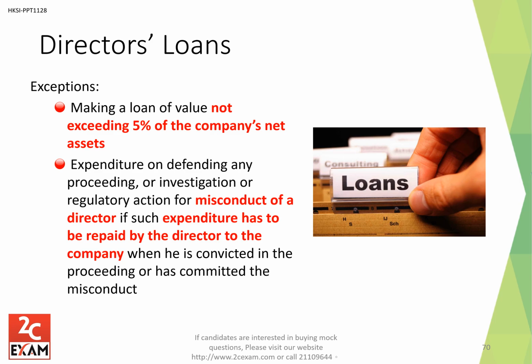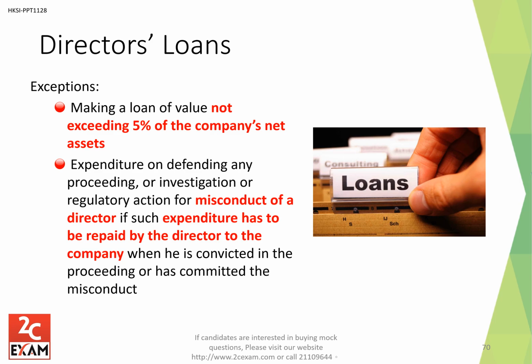The first exception is if the value of the loan does not exceed 5% of the company's net assets. In this case, the company can lend money to the director. The second exception is when the director has engaged in improper conduct, causing losses to the company, and the director must repay the company as compensation. Under this situation, the company can lend money to the director.